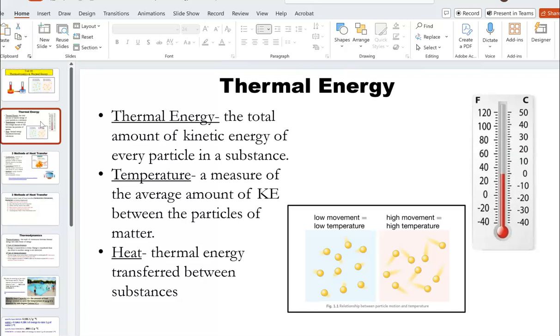So heat is thermal energy that's transferred between substances. So in the morning when my office is really cold, I'm drinking a hot cup of coffee and I put my hands around that cup of coffee, and thermal energy from my coffee is transferred into my hands. So we would consider that to be heat.